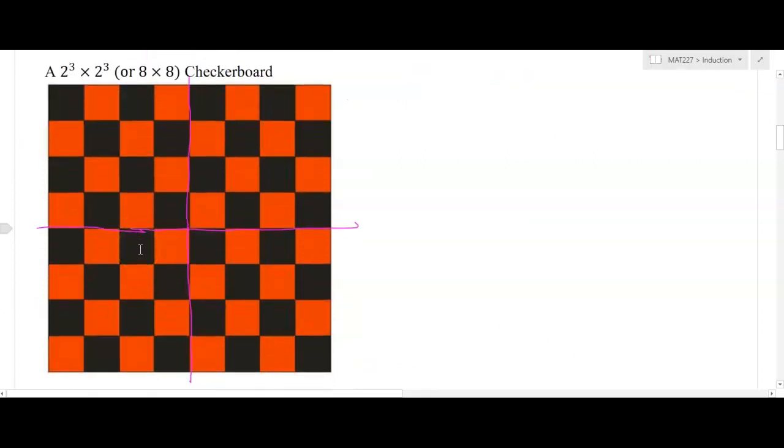And once again, I have to be able to arbitrarily cover up any one of the squares. So let's say this one right there. I covered up that square. How would I tile the rest? Well, this 4x4 is already taken care of by virtue of the fact that we know that we could break this up into 4 2x2s.